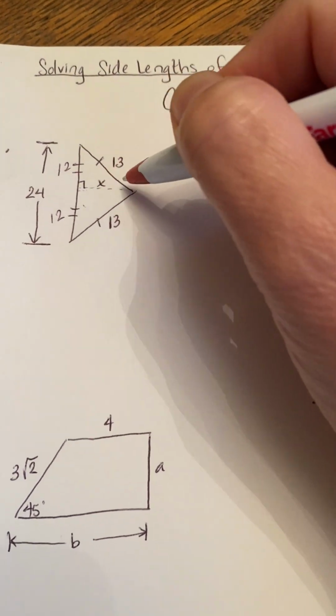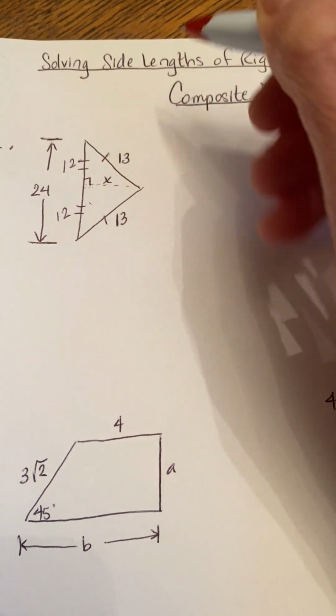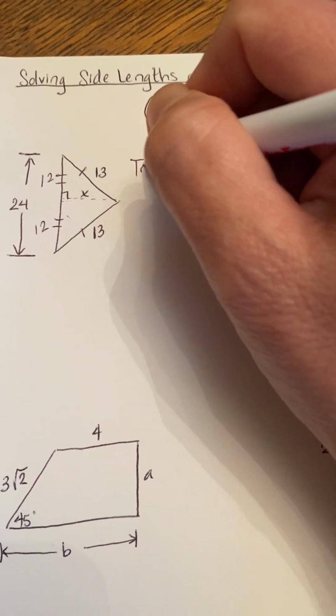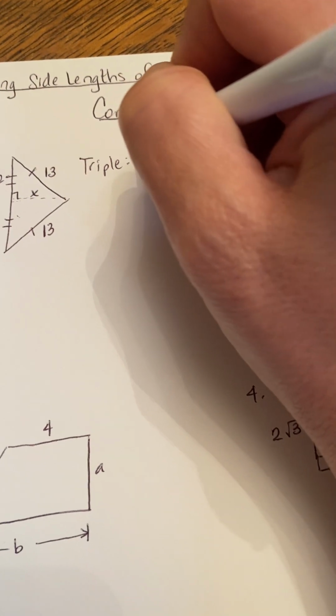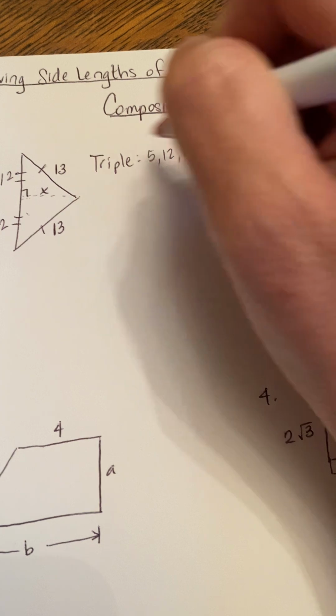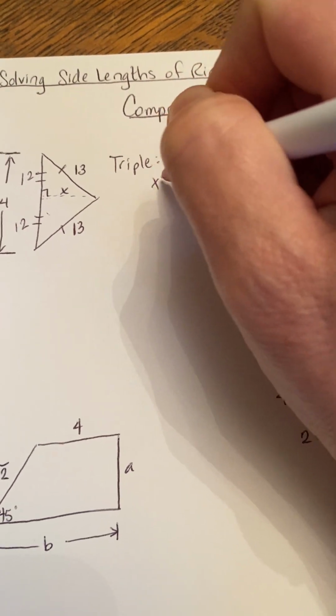So we can recognize this as one of our Pythagorean triples. Do y'all remember the 5, 12, 13? So this is a triple. It's the 5, 12, 13, as I said. We have the 12, we have the 13, so therefore x is 5.